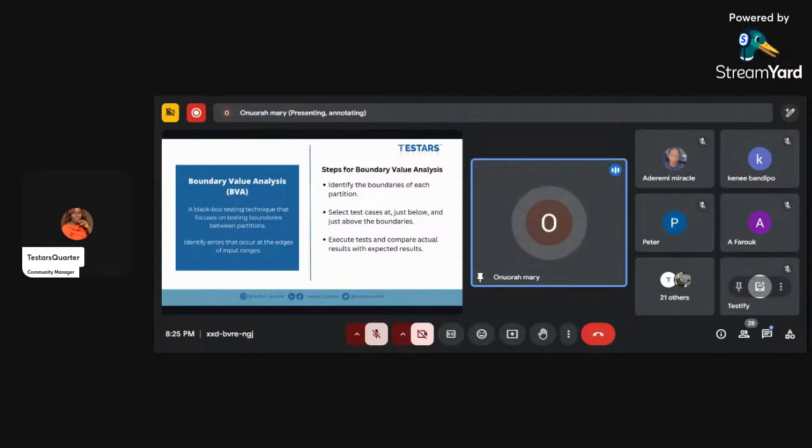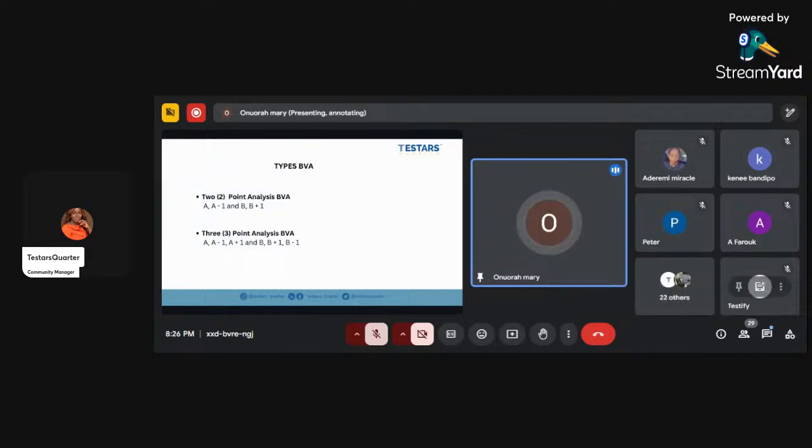Now, what are the steps that you take to actually achieve this? The first thing is you identify your boundaries, the boundaries of your input conditions or data. Then you select your test cases based on these boundaries that you've identified. And then you execute your test and compare your actual value with your expected result, right? Boundary value analysis is basically divided into two types. The first one is the 2-point analysis BVA, and then we have the 3-point analysis BVA. I don't know if this makes sense now, but I know it will make sense in the coming slides. All these are boundary value analysis, right?